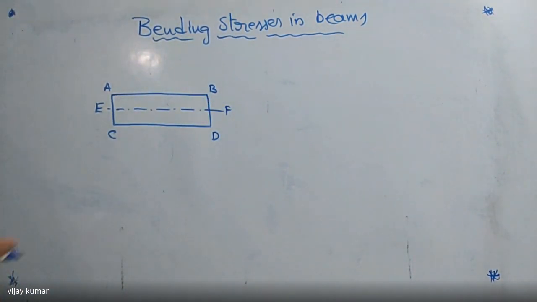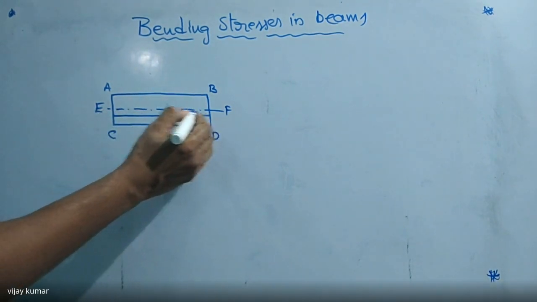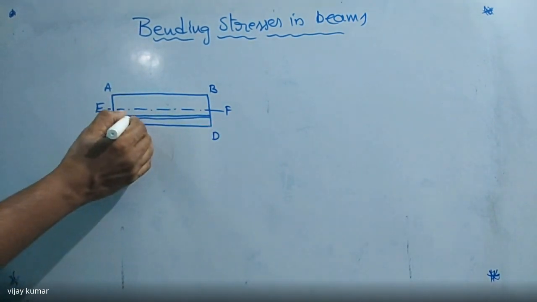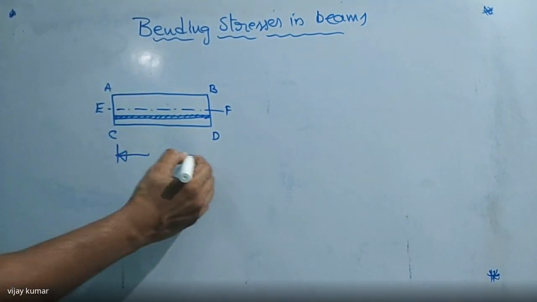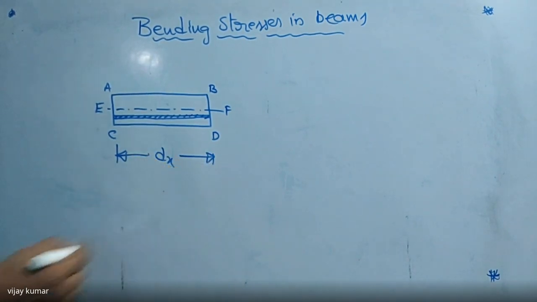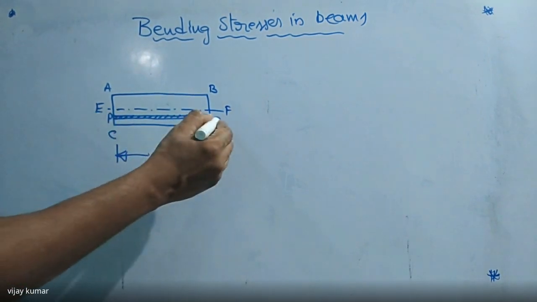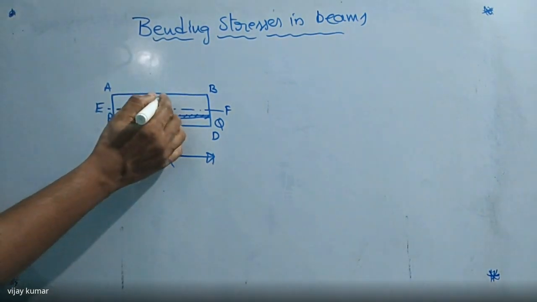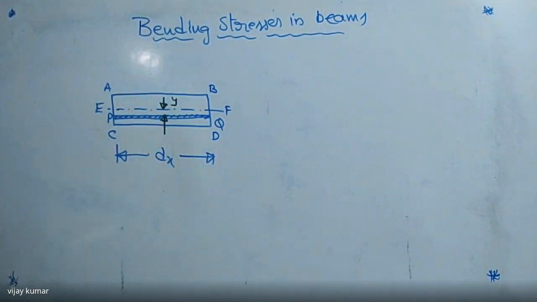Okay, right. So I am going to take one small elemental layer on this beam. This is a small element, having a length of how much? dx. This length we are going to assume as dx. And this one is indicated by PQ. Get my point? And it is at a distance of y from the neutral axis.